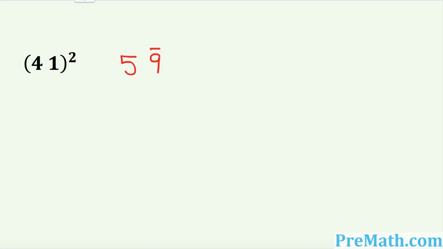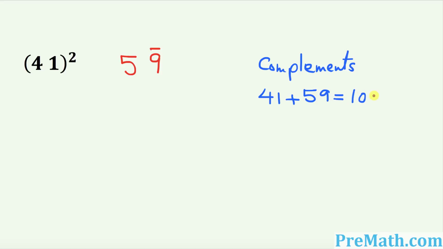One thing let me tell you is that 41 and 59 are also called complements. What do you mean by complements? Complements are two numbers that, if you add them, 41 plus 59, you get 100. Whenever two numbers add up to 100, we call these two numbers complements of each other.